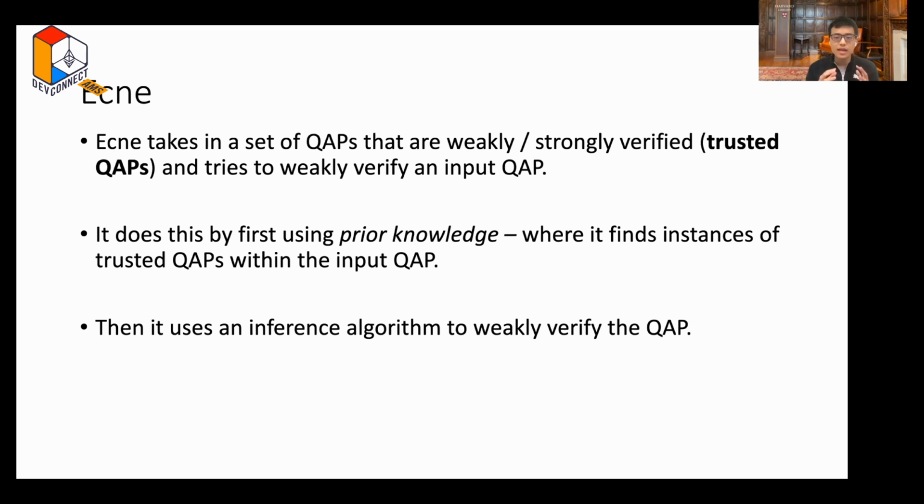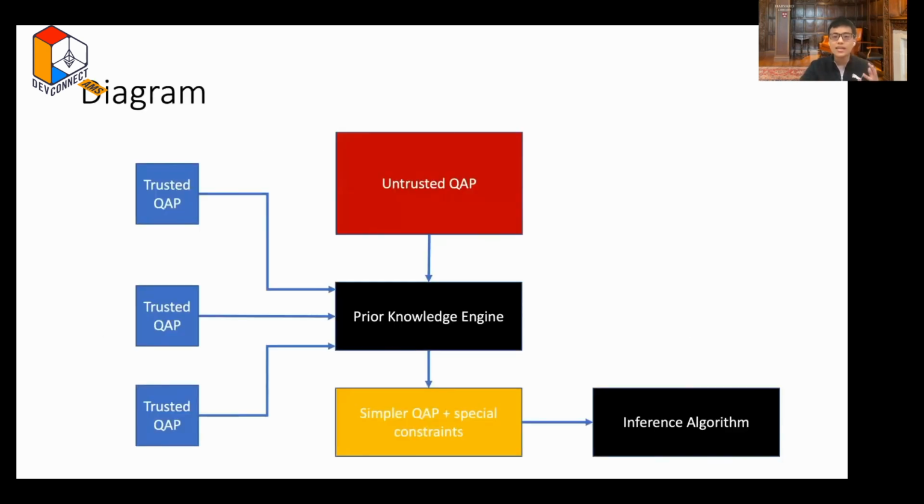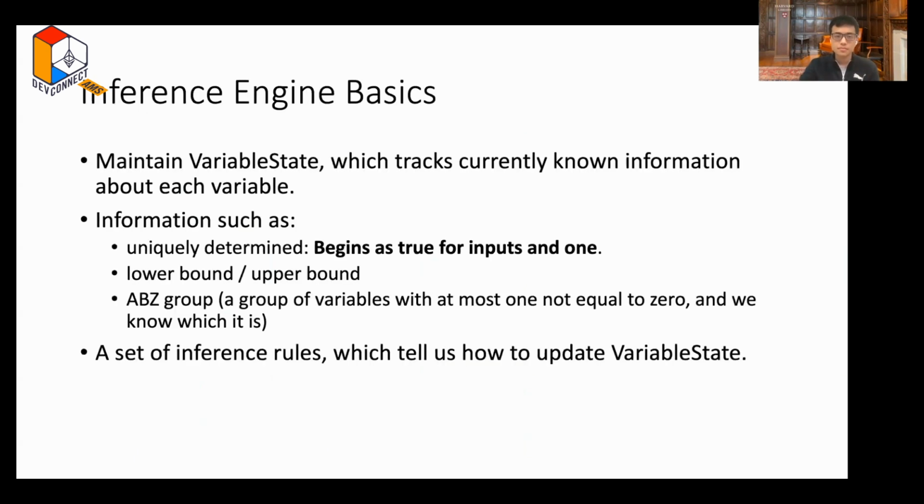Then we use an inference algorithm to weakly verify this QAP. So to provide a schematic, we start with this untrusted input QAP. We have a bunch of trusted QAPs. We run it through a prior knowledge engine, which gives us a simpler QAP plus some special constraints. So maybe there's like a big integer multiplication constraint now, not just our original QAP constraints. Then we run it through an inference algorithm. Now let me describe this inference algorithm.